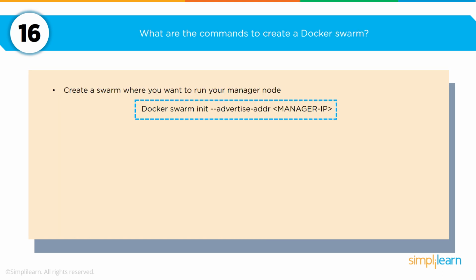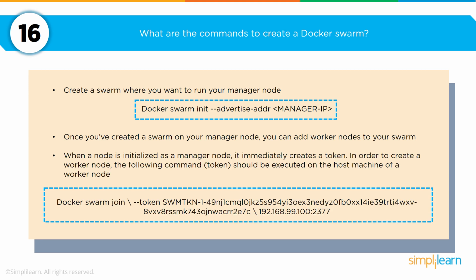So what are the commands to create a Docker Swarm? Here we have an example of what a manager node would look like. Once you've created a swarm on your manager node, you can now add worker nodes to that swarm. And again, when you're stepping through this process, be very precise in the execution steps needed to effectively create a swarm. So start with the manager node, and then you create a worker node. Finally, when a node is initialized as a manager node, it can immediately create a token, and that token is used for the worker nodes and associating the IP address with the worker nodes.